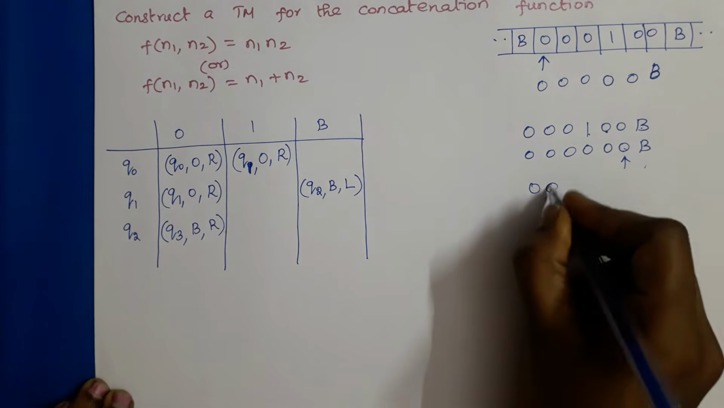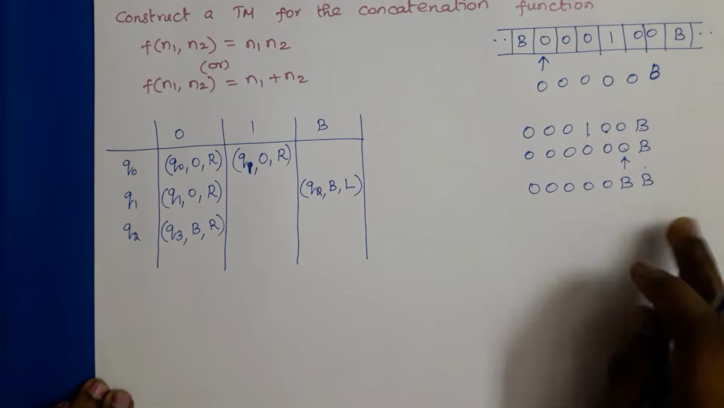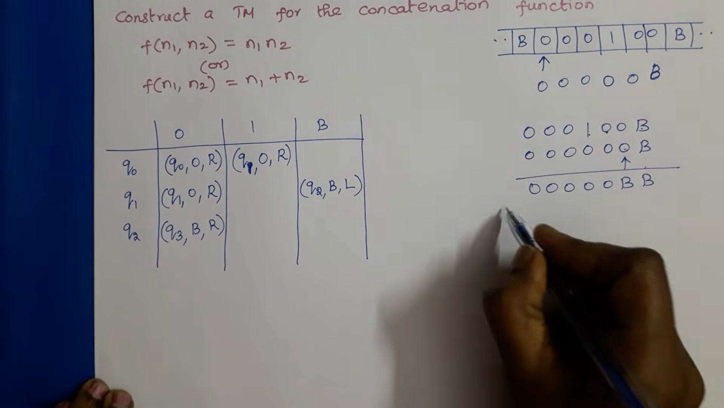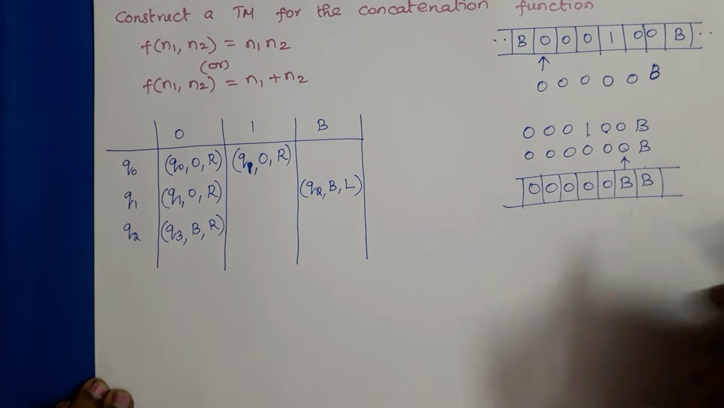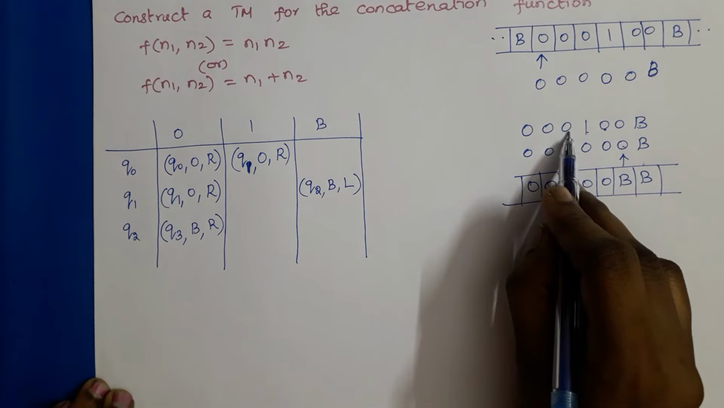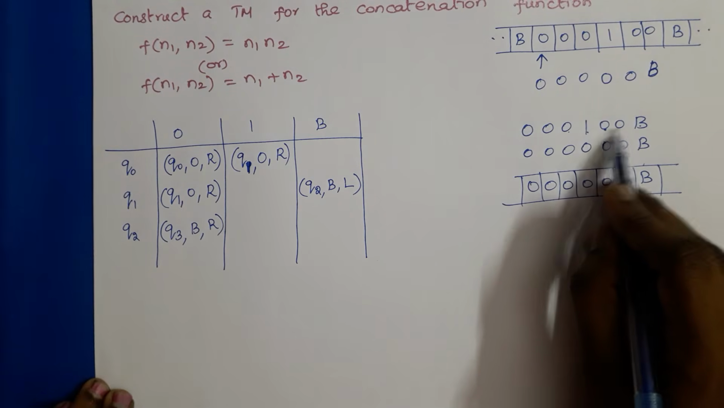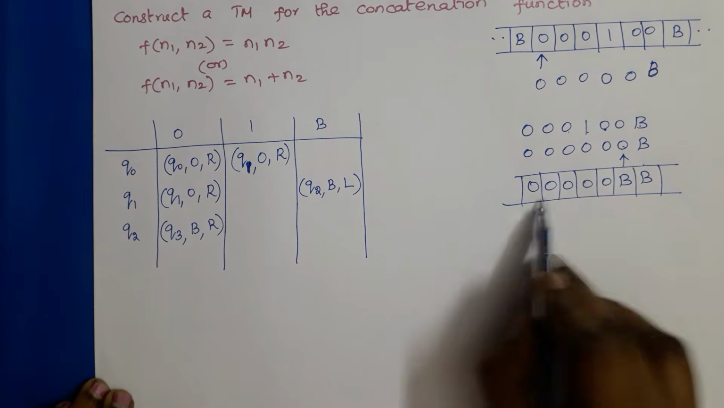So now it becomes this one. Okay, this is the content of the tape now. So now the tape has 5 zeros. Initially it has 3 zeros, separator symbol 1 and 2 zeros. So finally we have performed the concatenation operation.